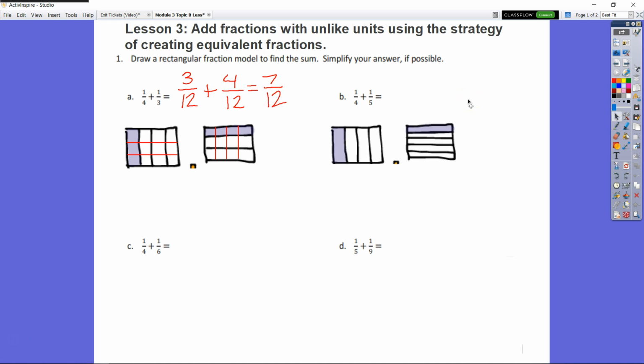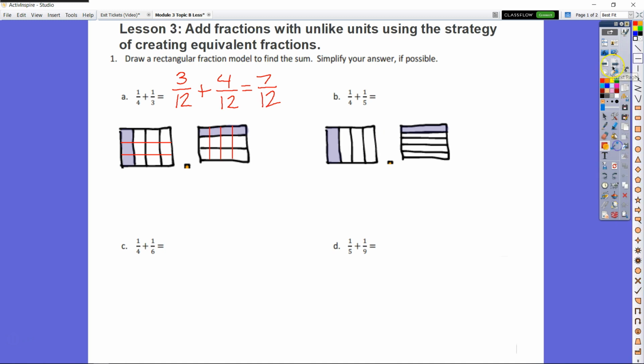Looking at B, we have 1/4 plus 1/5. Well, we know we can't add 1/4 to 1/5 because they have unlike units, which would be our fourths and our fifths. So let's go ahead and make the changes that we need to make. So we're going to go ahead and take our horizontal line and split our fourths. Each fourth is going to be split into fifths. So we're going to take 1, 2, 3, 4 lines to make each one of our fourths into fifths.